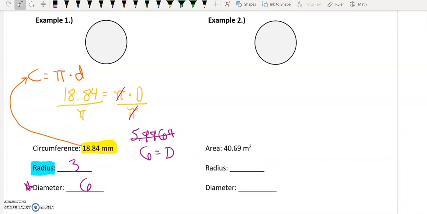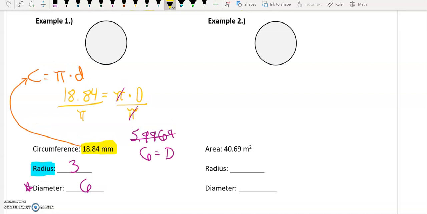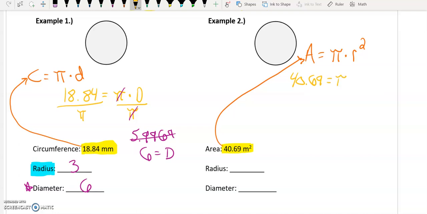In the second problem, this is again an interesting one. This time they give us area. Not to be concerned, it's the same thing as circumference, we're just doing the area formula now. So let me write out my area formula. Area equals pi multiplied by radius squared. In this problem, they give me area, so I'm going to plug in area over here. That's going to be 40.69 equals pi times radius squared.